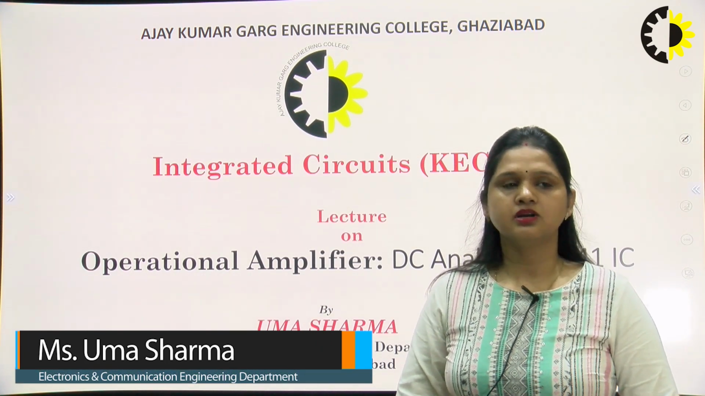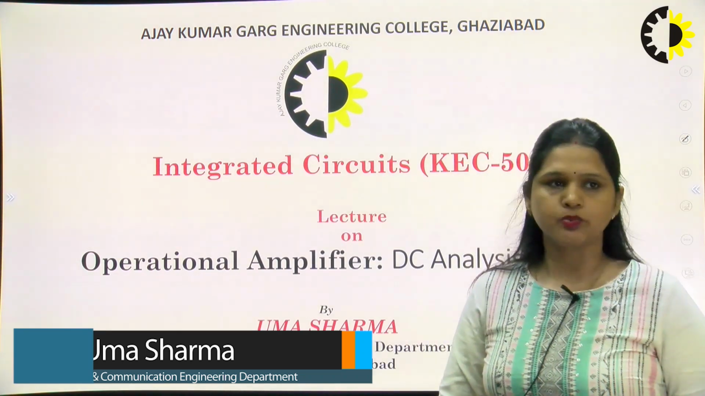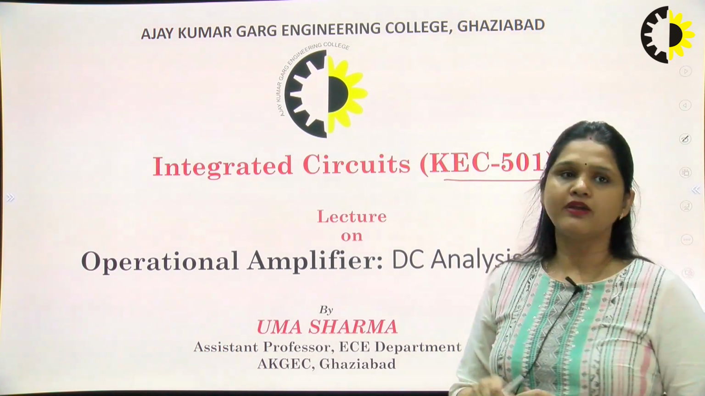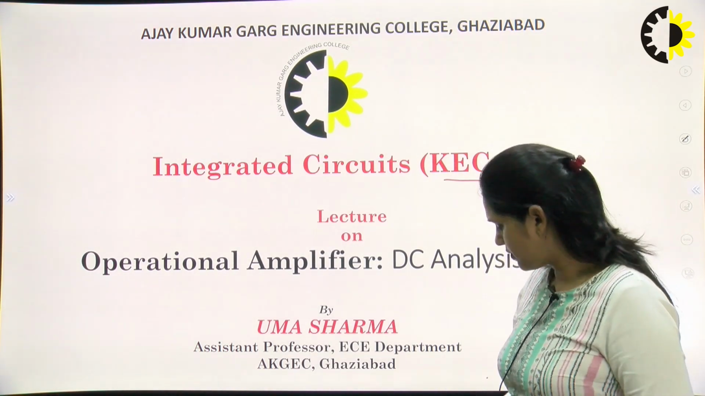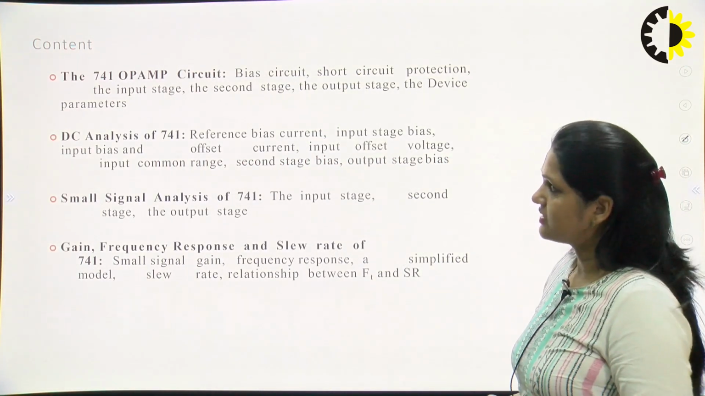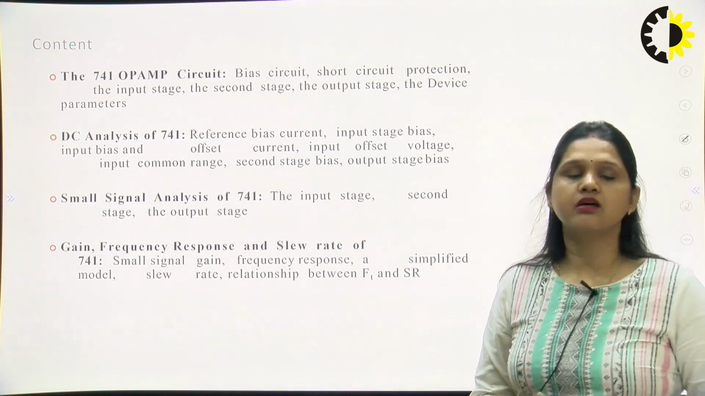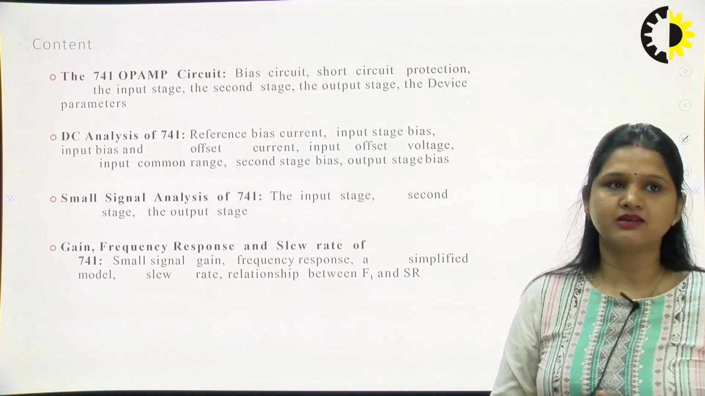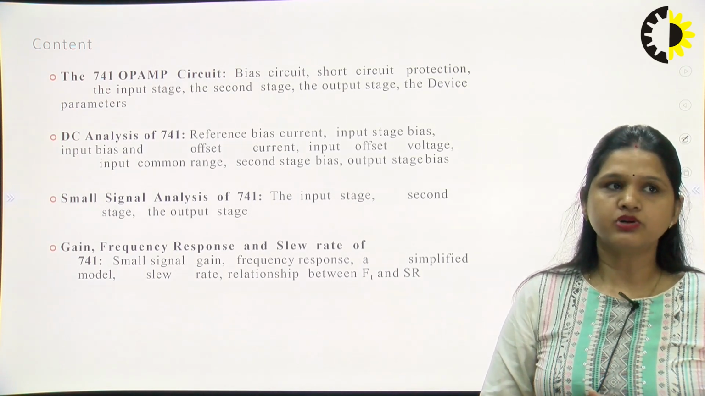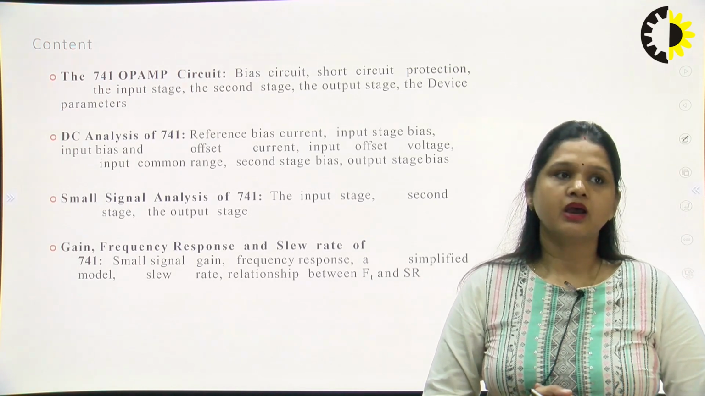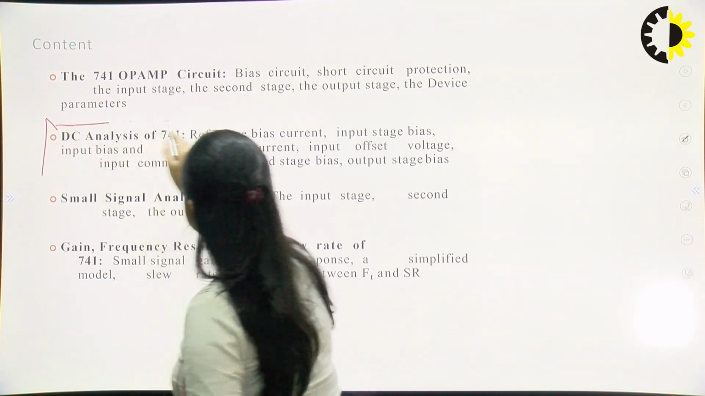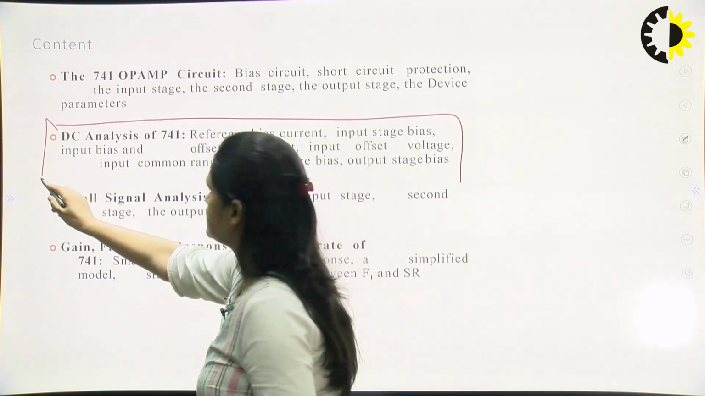Today in this lecture, I'll discuss one of the complex topics of integrated circuit design for the subject code AKGEC 501. So this is the topic of Unit 1. The content of this lecture is the basic circuit diagram of 741 IC, which includes the bias circuit, short circuit protection circuit, input stage, second stage, output stage, and the different device parameters. Mainly in this lecture, I'll focus on the DC analysis of 741 IC.